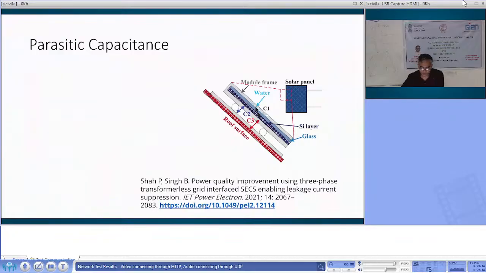In one of the papers, this is what they have given: they have the water, and water molecules also form a capacitance. Then there is a frame, C3 and C2. So the roof surface is shown.